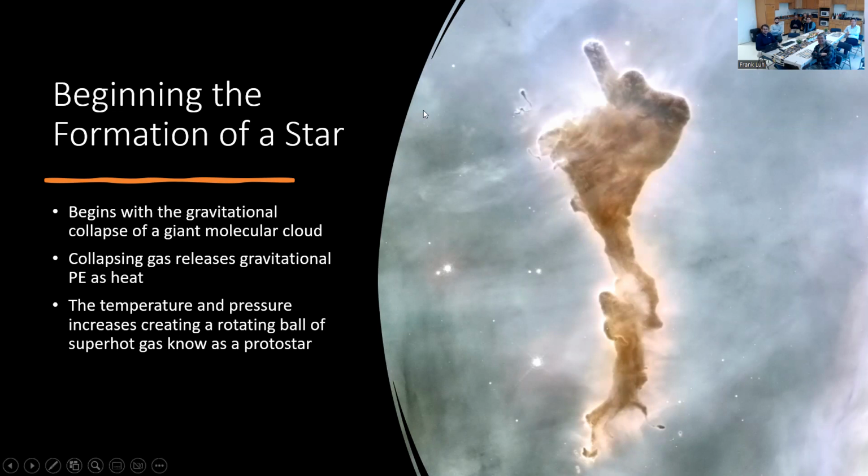There we go. Right, so as these gas clouds start collapsing, they'll basically transfer their gravitational potential energy into heat, and they start getting hotter. As more and more mass accrues, they get hotter, and there's more pressure in the center. And this will start the formation of something known as a protostar.